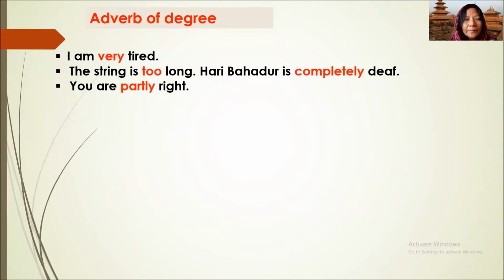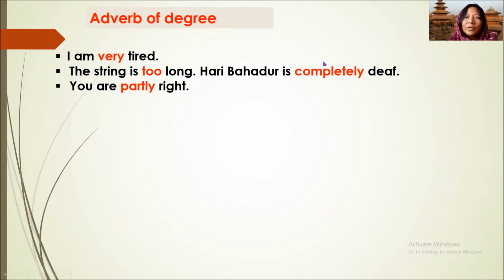How are they adverb of degree? Now let me explain. I am very tired here. How much am I tired? Or to what extent am I tired? The answer is very. So very gives the answer of how much and to what extent. In the same way, the string is too long. To what extent is the string long? The answer is too. So too gives the answer of how much and to what extent.